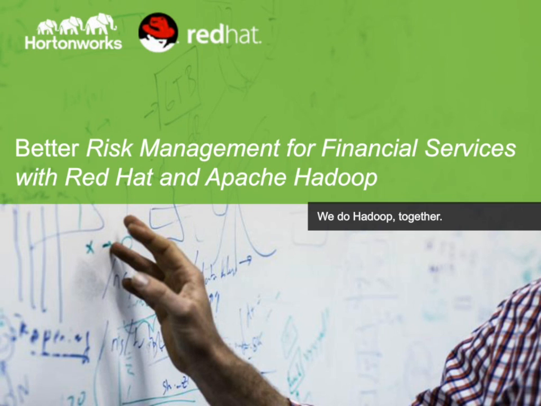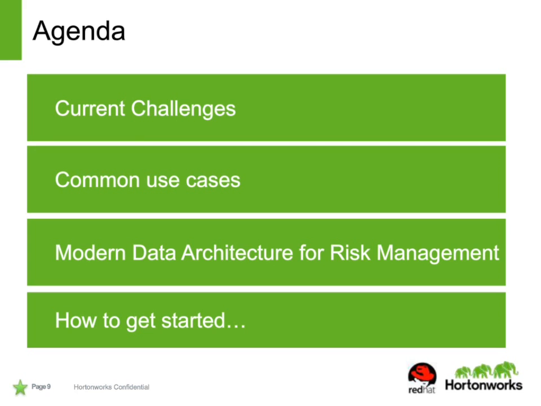But first, a quick look at the agenda. We'll start off talking about some of the current challenges that banking institutions face across a spectrum of the banking landscape. Then we'll talk about some of the common use cases that we're seeing out there. And we'll then get into the technology details in terms of what are some of the data architectures that we, as a joint partnership, have been able to develop to solve the challenges and the business problems that our clients are facing in this space. And then we'll discuss quickly how you can get started on such an open and modern big data architecture solution.